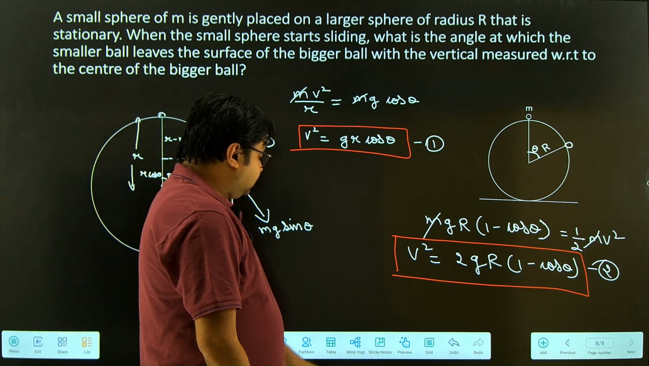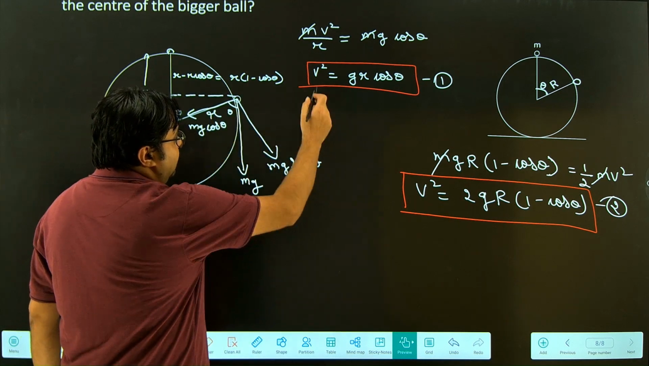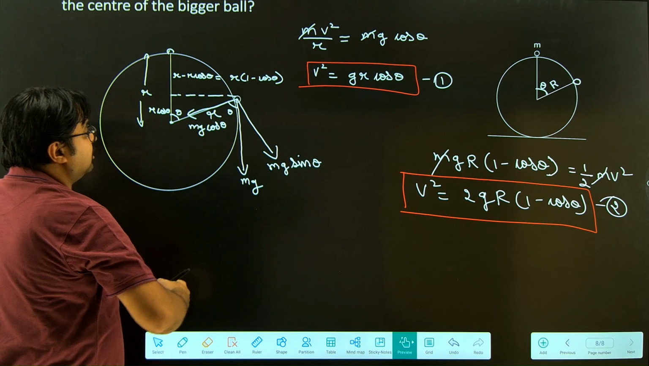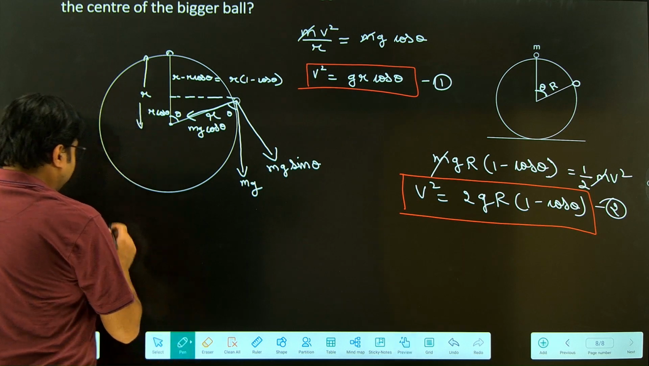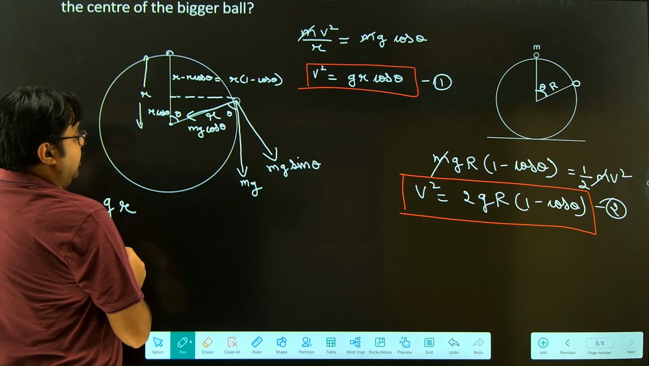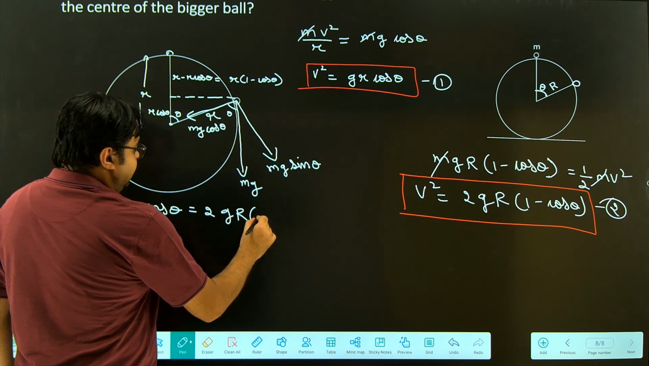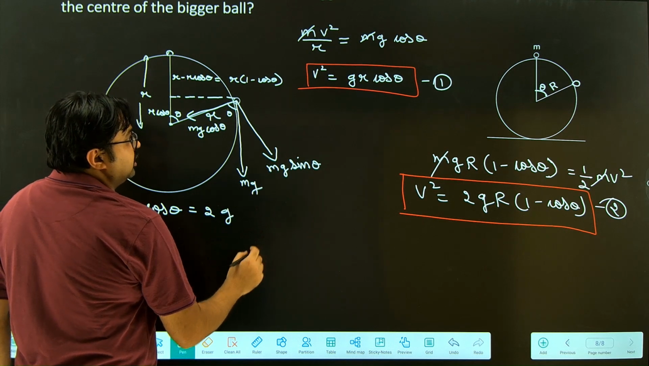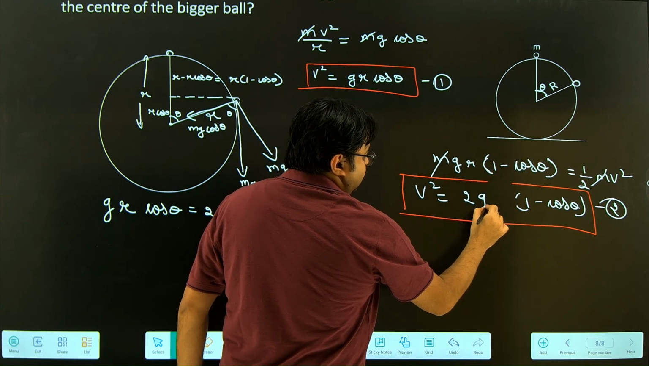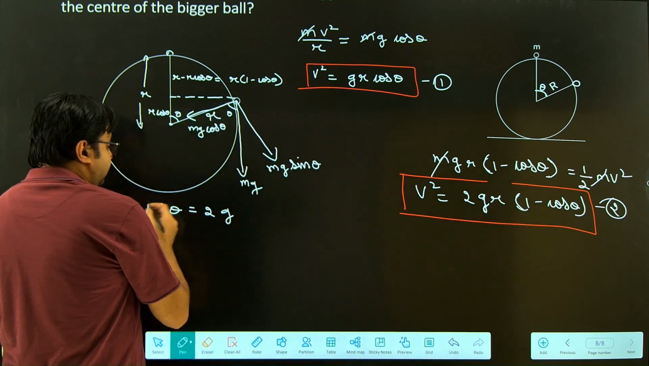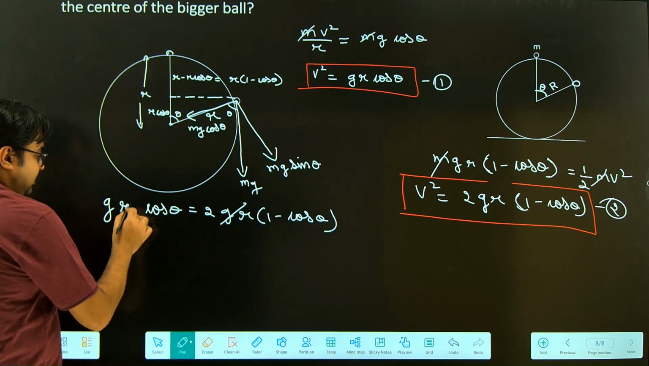Having said that, let's continue with solving these two equations. We have v squared on the left hand side, so the right hand sides can be equated. We have gr multiplied by cos theta being equal to 2 times gr into 1 minus cos theta. I think all of these are small r's. Really sorry for writing a big r. So gr and gr also get cancelled.